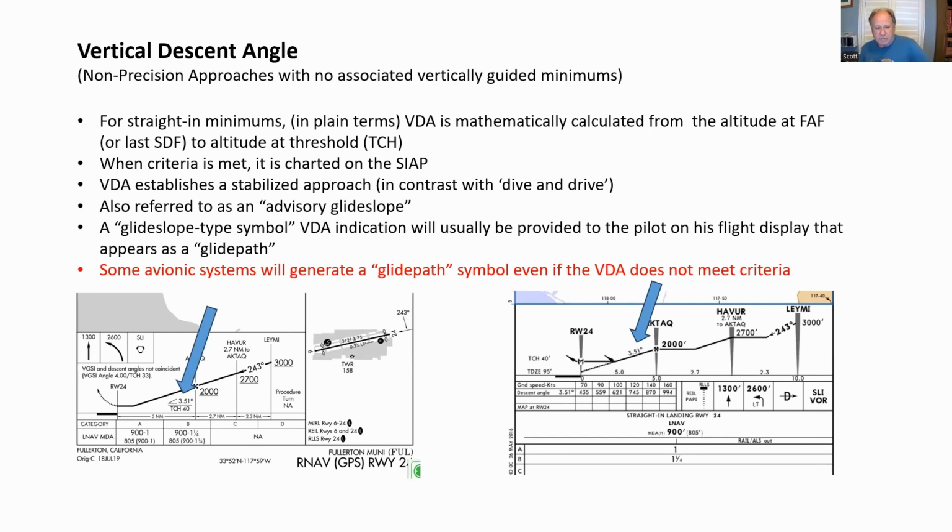You'll see in some sources it's referred to as an advisory glide slope or an advisory glide path. That could be a misnomer. You're going to be careful with that word glide slope. A glide slope type symbol, VDA indication, will usually be provided to the pilot on his flight display that appears as a glide path. And some avionics systems will generate a glide path symbol even if the VDA does not meet criteria. It's a function of the avionics. It's doing the math itself, and my understanding is some avionics systems will put a VDA presentation on your flight display, even if a VDA is not published on the procedure.